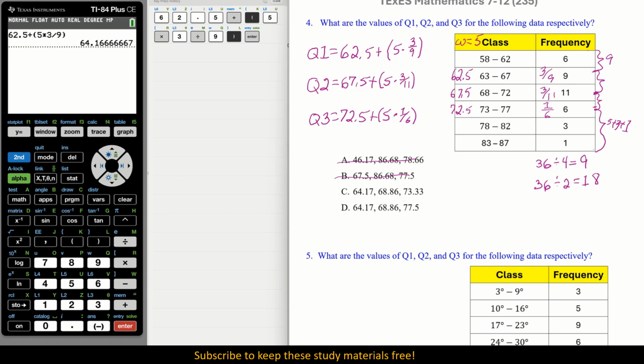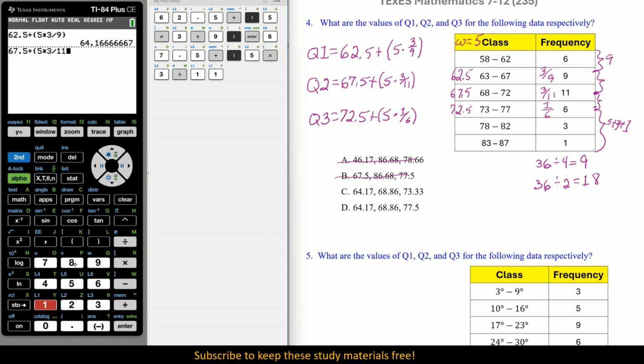So let's do Q2 real quick. Okay, looks like it's going to be 68.86, but let's just double check that. 67.5 plus, and that's 5 times 3 divided by 11. Okay, push enter. Yes, that checks out. So what we need to do is check this last number.